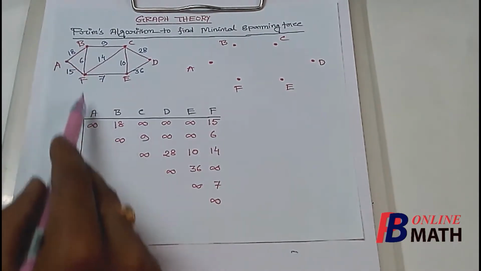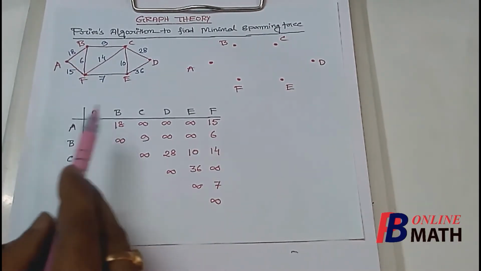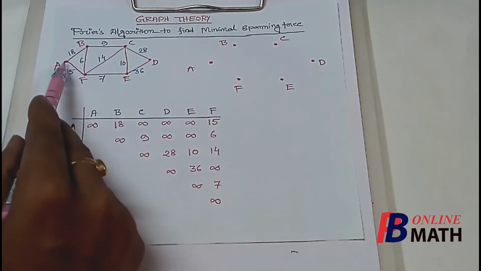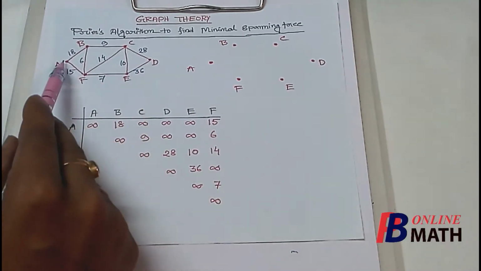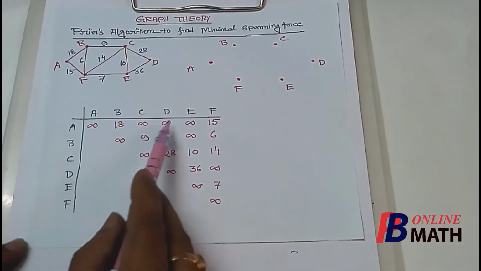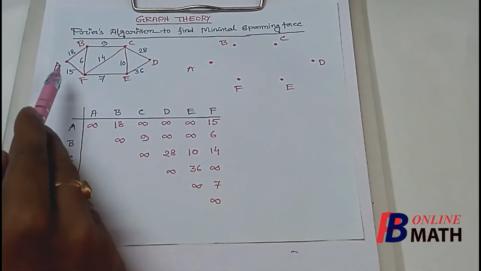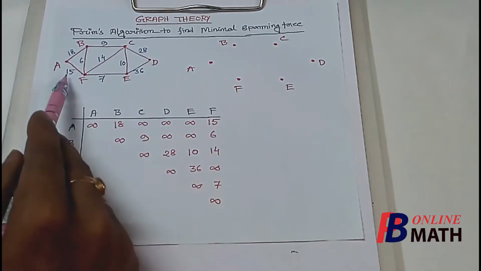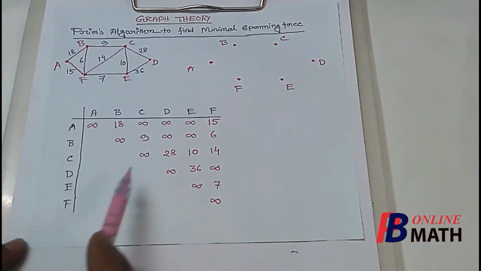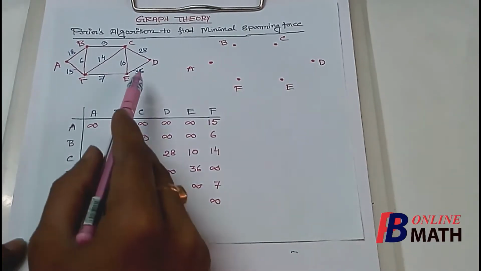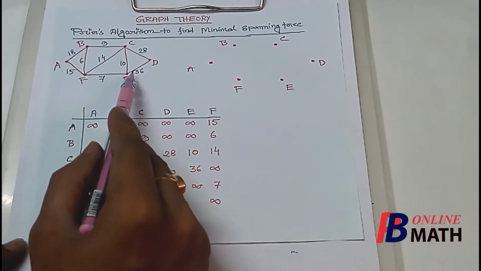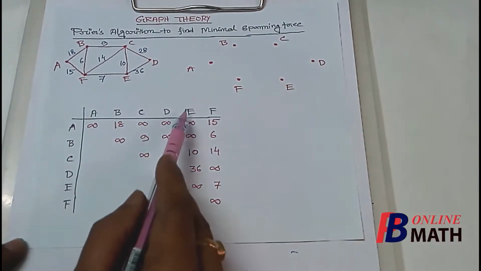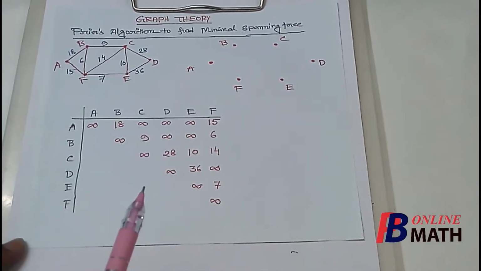The weight of this edge is 18, so we have written 18 here. There is no edge between A and C, so we have put infinity here. Similarly, there is no edge between A and D, and also between A and E, so we have put infinity. And finally there is one edge between A and F, so we have written 15 here. This is the weight of this edge. Similarly for the other vertices, for example, there is one edge between D and E having the weight 36, so we have put the element 36 between D and E. So this is the required upper triangular matrix.